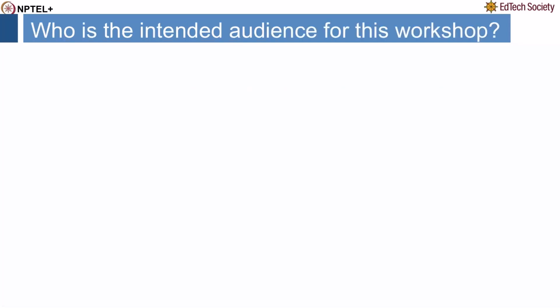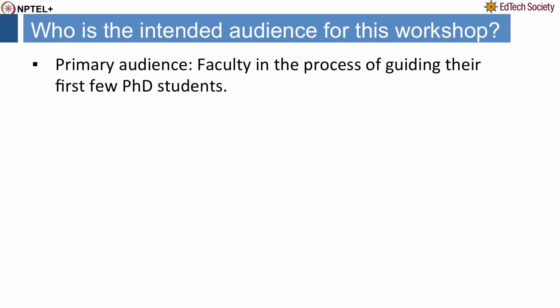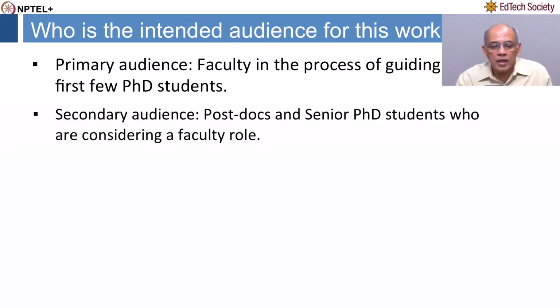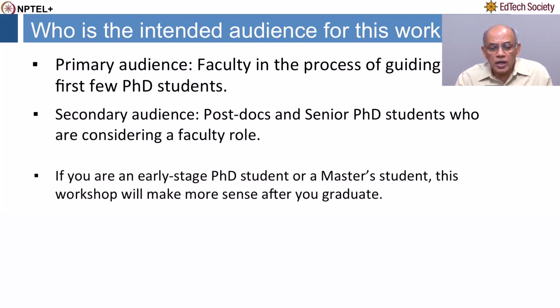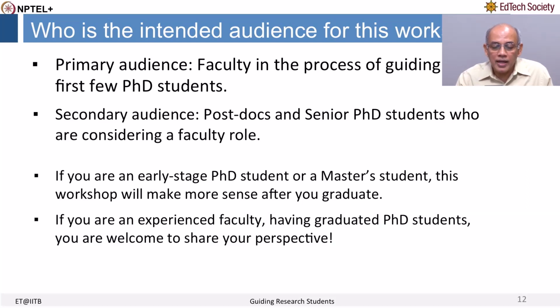So who is the intended audience for this workshop? Luckily, many of you fall in this category. The primary audience is faculty in the process of guiding their first few PhD students. The secondary audience is postdocs and senior PhD students who are considering a faculty role. If you are an early stage PhD student or a master's student who has joined this workshop, you are welcome to stay, but many of these things will make more sense after you graduate. And if you are an experienced faculty who has already graduated PhD students, you are welcome to share your perspective through the various means of interaction that we have.